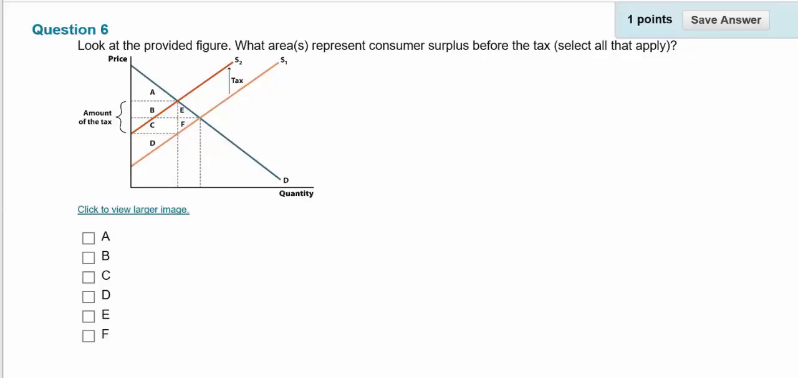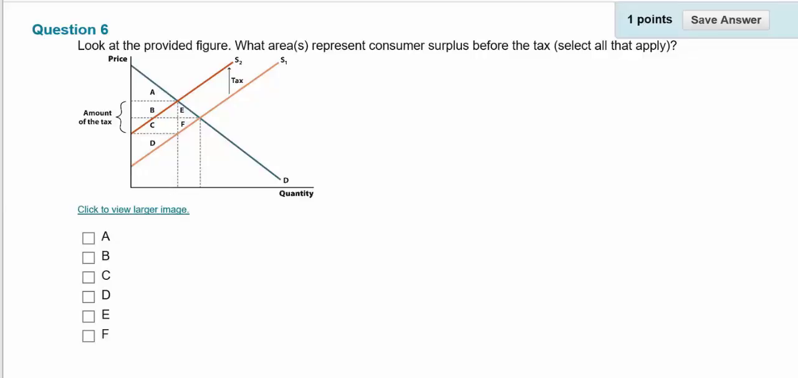All right, so first of all, let's ignore this supply curve, okay? The reason we're going to ignore that supply curve is because in question 6, we're being asked about consumer surplus before the tax. And so what this graph is showing us is the before and the after. The after the tax is the second supply curve. All right, so we're going to ignore that for now.